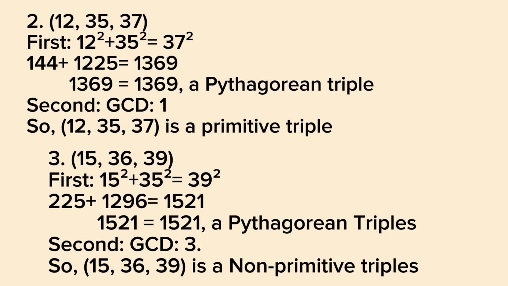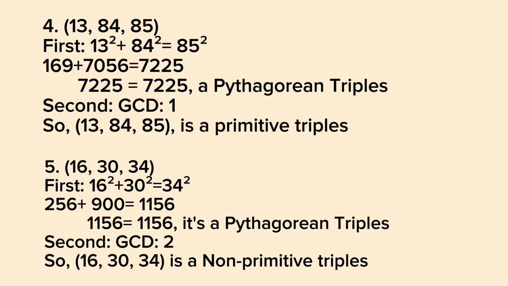And number 3: 15, 36, and 39. First, you follow the rule again. 15 squared plus 36 squared is equal to 39 squared. That would be 225 plus 1296 is equal to 1521. So that is equal to 39 squared, and that is a Pythagorean triple. Second, you find the GCD, and the GCD is 3. So 15, 36, and 39 is an example of a non-primitive triple.